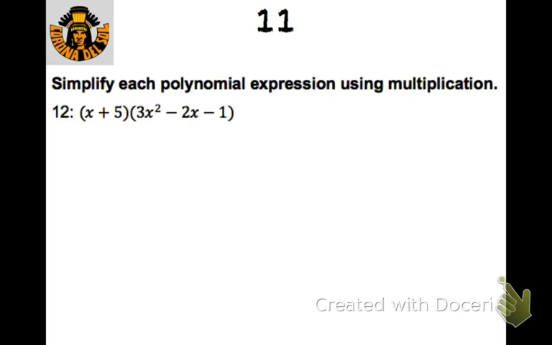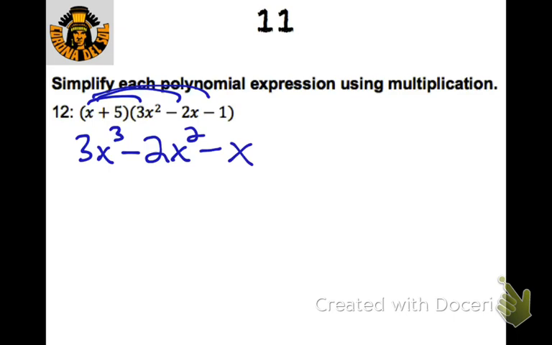All right, so now we get into multiplying. That's our last learning target. So we're going to take the x and we're distributing that through. So that would be 3x cubed. And remember, you're adding the exponents when you're multiplying. So then we're going to do minus 2x squared, and then minus x.